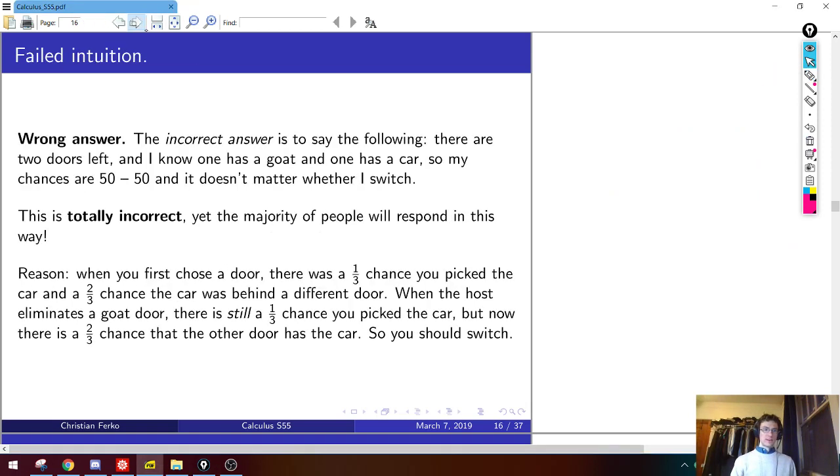Okay. So here is the incorrect answer that almost everyone says. The incorrect answer is the following. There are 2 doors left, and I know one has a goat and one has a car, so my chances are 50-50, and it doesn't matter whether I switch. It's a coin flip. Like 10 out of 10 people, when you ask them this problem, will say that. I said that the first time I heard this question, but it is dead wrong.